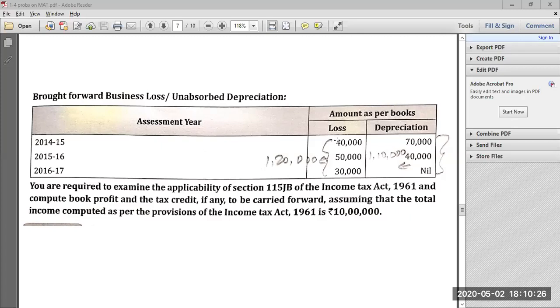So when they have given both, what you have to do is compare these two. Whichever is less, again you have to deduct from net profit. So that is what you have to understand.